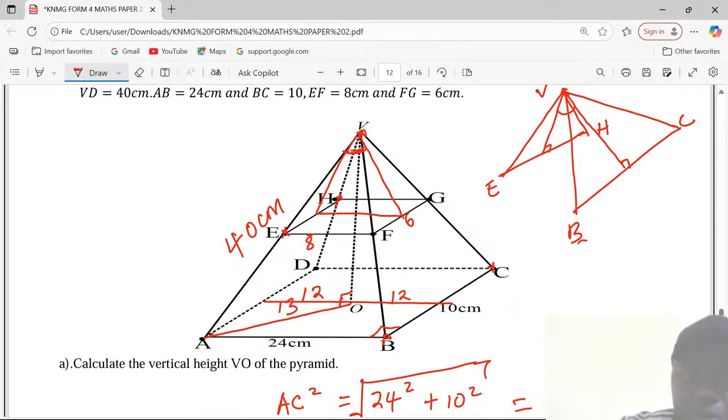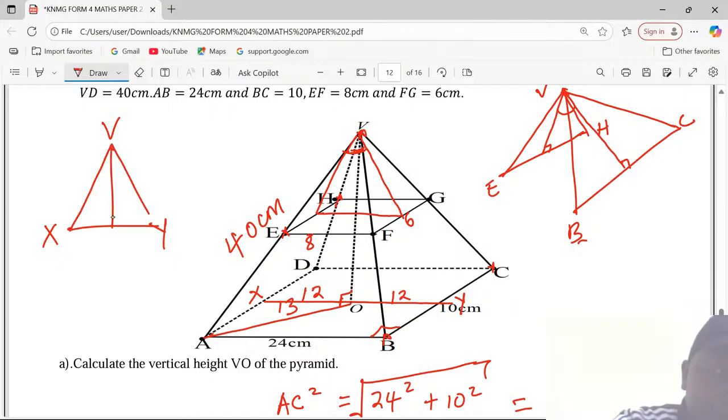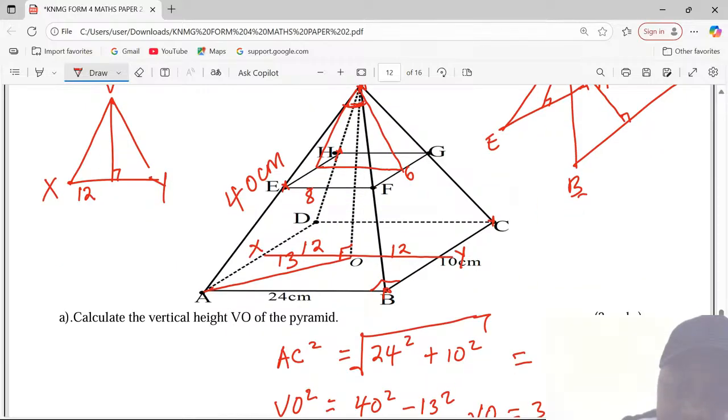So let's get the angle at the center first. Assuming this is X and this is Y, I will be having V, X, Y. So we get the angle here first, using 12 and a height equivalent to 37.83.